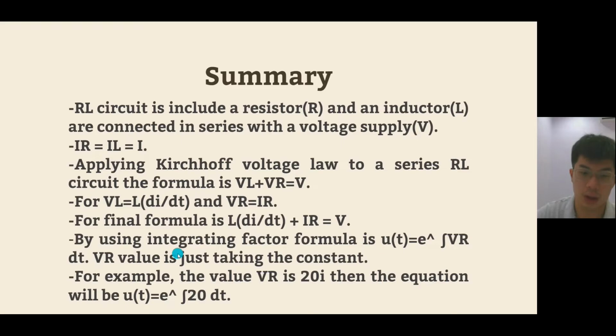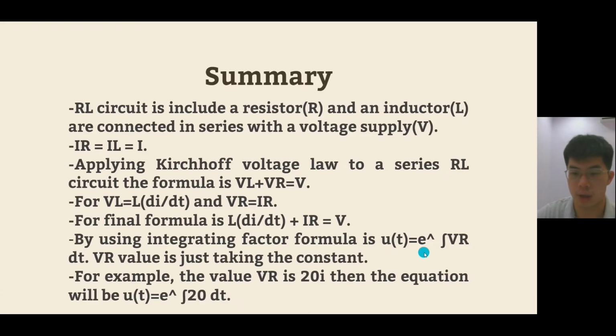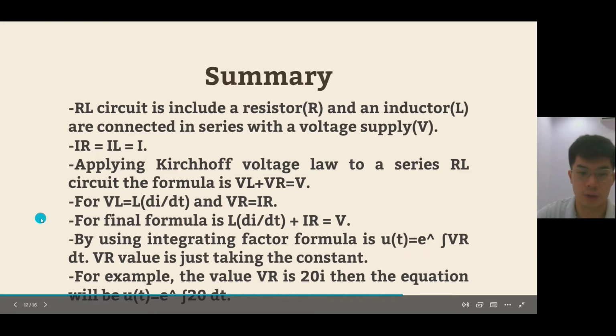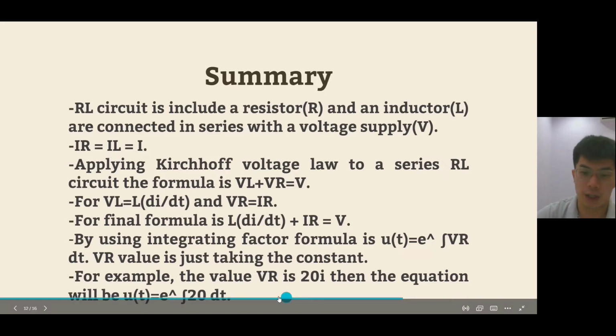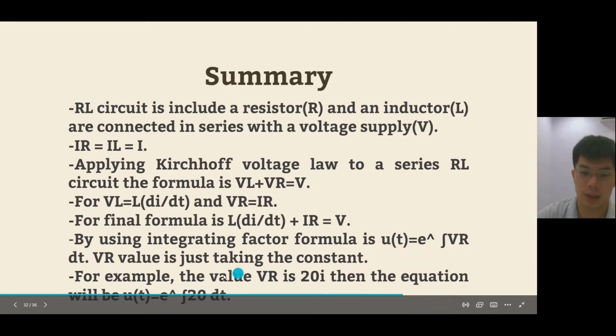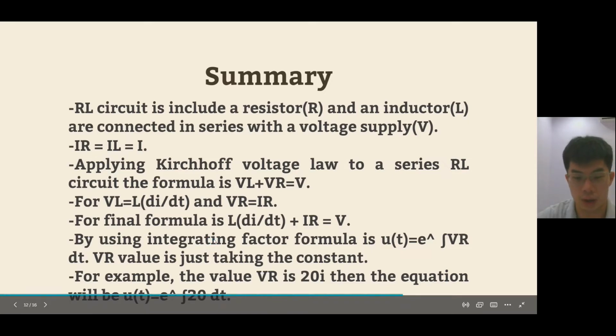For the next step, we use the integrating factor formula, which is mu(t) equal to e to the power of the integral of P dt. The coefficient is taken as a constant. I give an example: if the coefficient is 20, then mu(t) equal to e to the power of the integral of 20 dt.